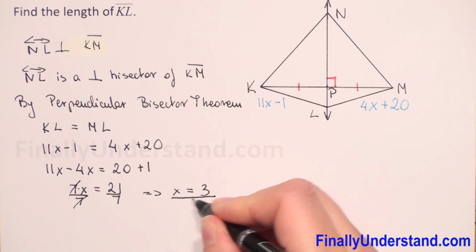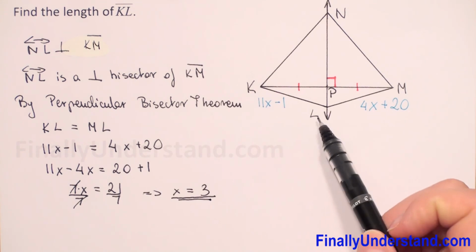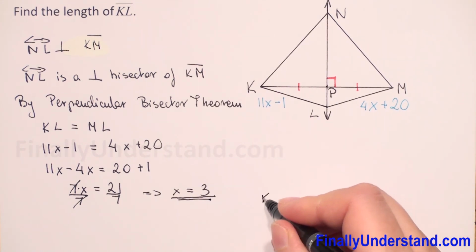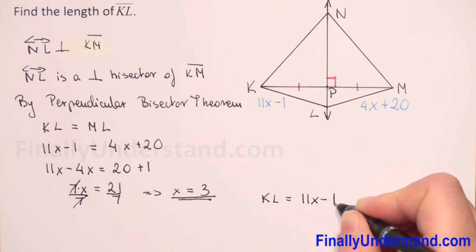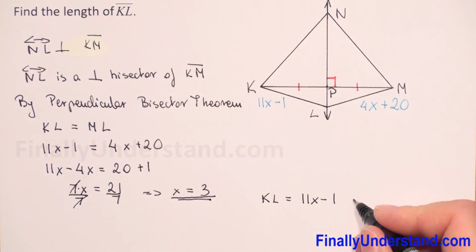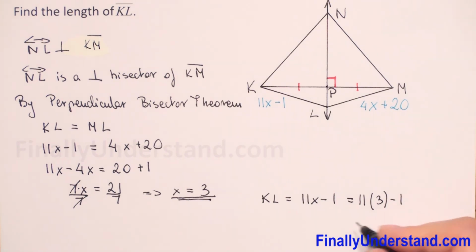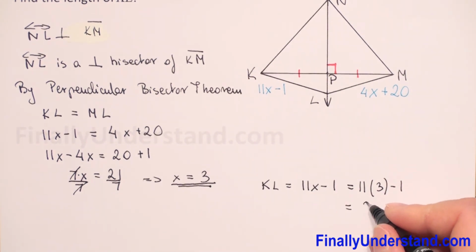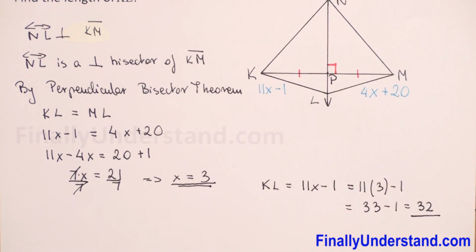We have found unknown x, so now we will come back to our segment KL. KL is given by expression 11x minus 1. Now we substitute x by 3. So we have 11 times 3 minus 1. So this is equal to 33 minus 1. So this is equal to 32. We have the length of segment KL. This is my solution.